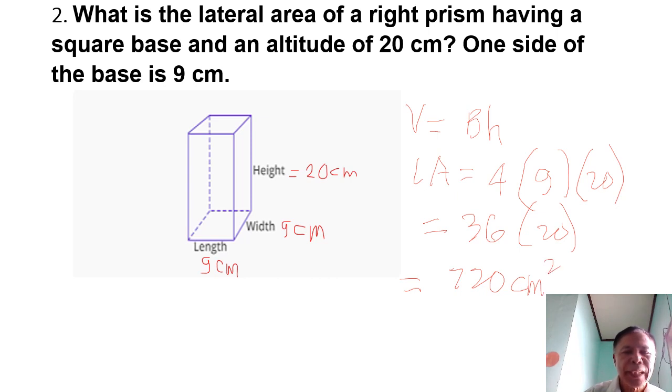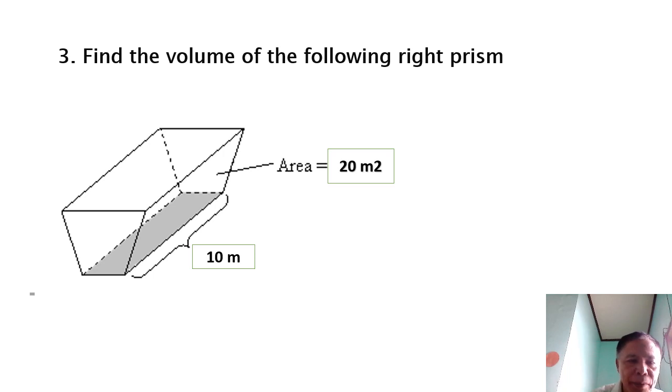So that is for the lateral area. Lateral area, I repeat, is on the sides. But in total area, it is the top and bottom, the bases, plus, of course, the lateral area. Another name for the lateral area is convex area. So we'll take the next example, number 3.